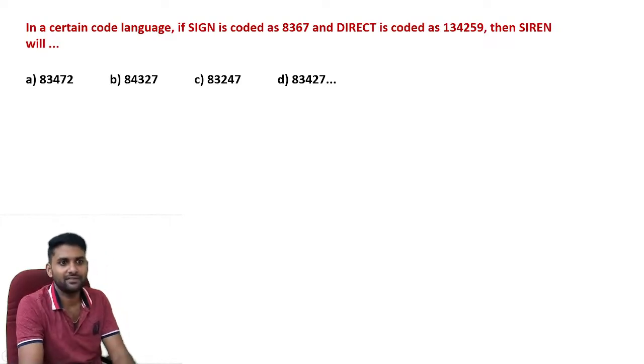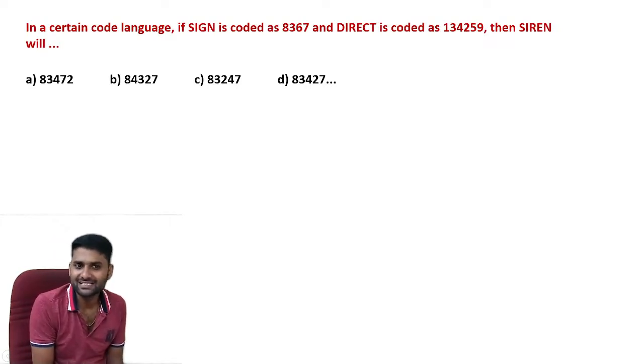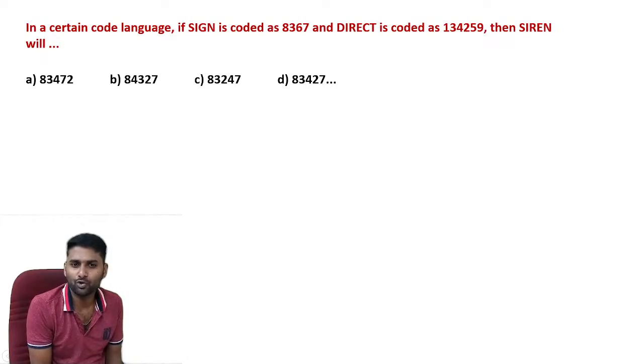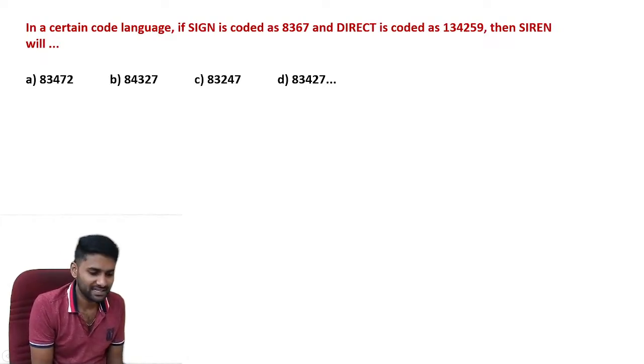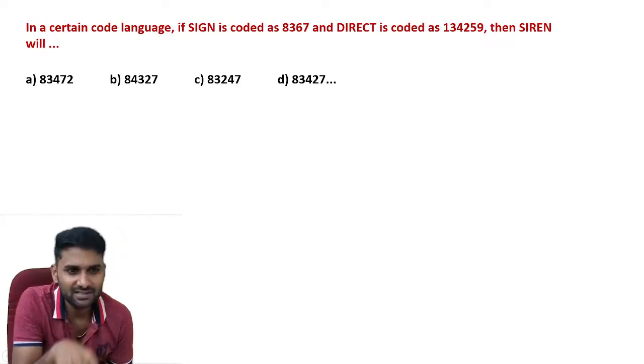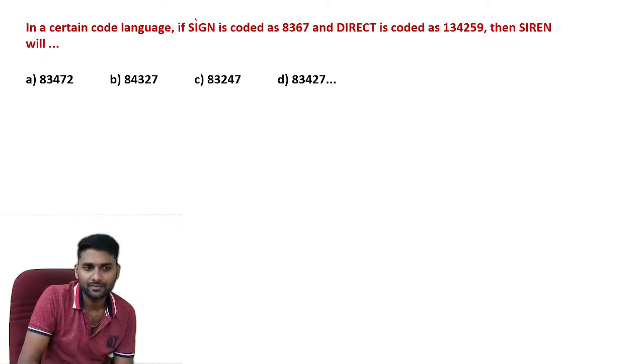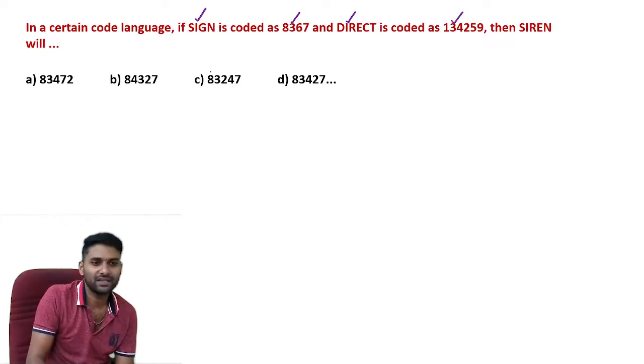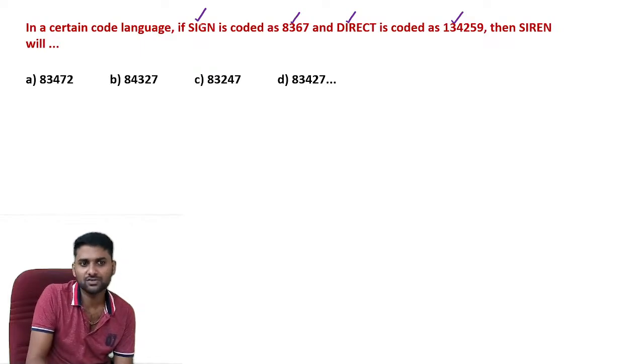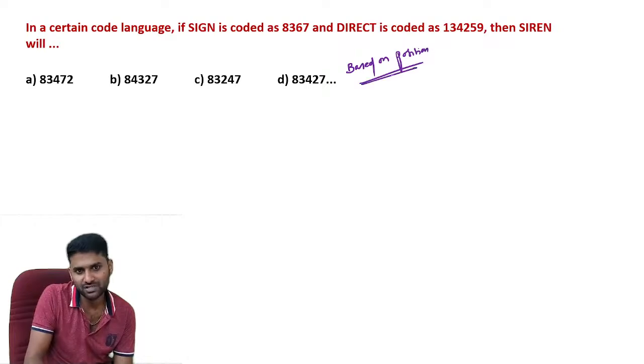Next. In a certain code language, sign is coded as 8367. Direct is coded as 134259. What about siren? Same. If anything is repeated here, yes, you can see I is repeated in the second position. Let us assume that I is equal to 3. Check here. I is equal to 3. Yes, if the given letter is the same, the code is also the same. So directly you can pick the codes based on the position.